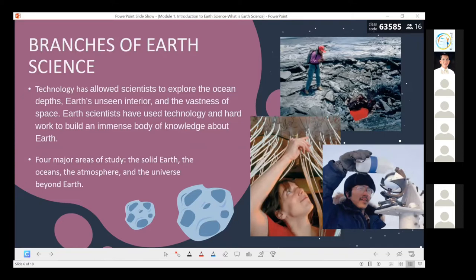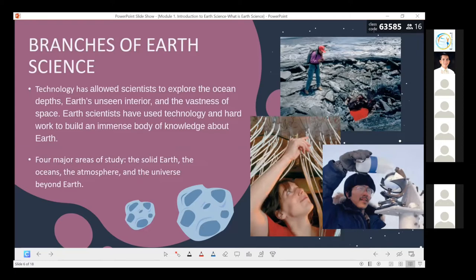So for example, in the image, ayan, mapapansin nyo yung astronomer, meteorologist, na talagang they subjected themselves, ano, into risk, into dangers of observation. So you have here the four major areas of study of earth science: the solid Earth, the oceans, the atmosphere, and the universe beyond the Earth.